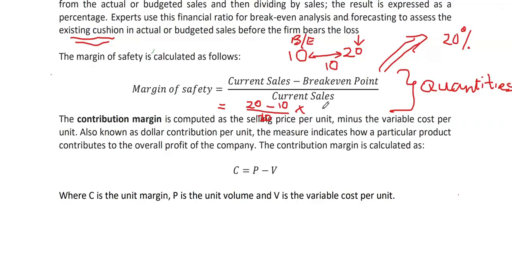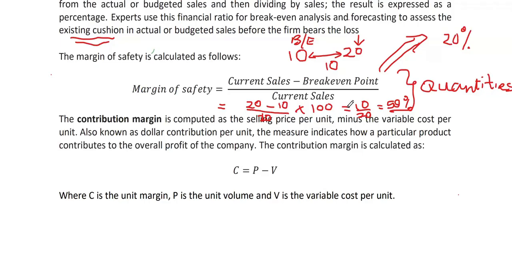Yes, sir, 50%. You see that, everybody? 20 minus 10 is 10, right? 10 over 20, so that's 50%. What is this 50% now saying? We could interpret what it's saying in a number of ways. Let me give you about 3. One, it could be saying your current sales is 50% above the break-even point, speaking in quantities again. It's also saying that you can afford to lose 50% of your current sales and still not be making a loss.